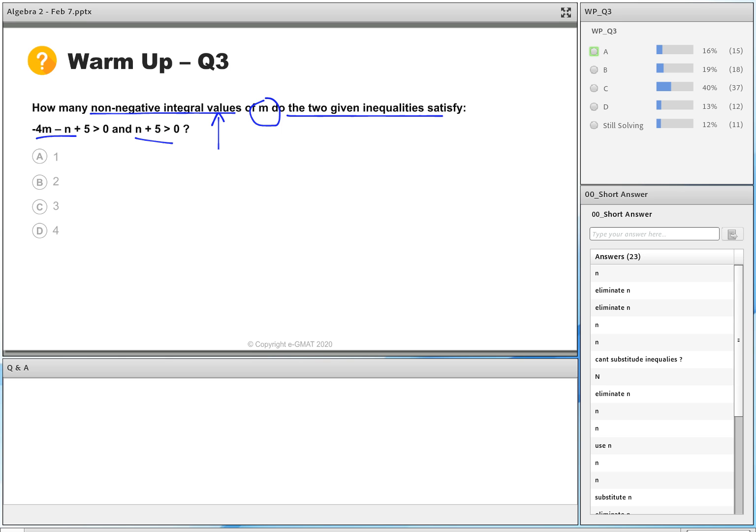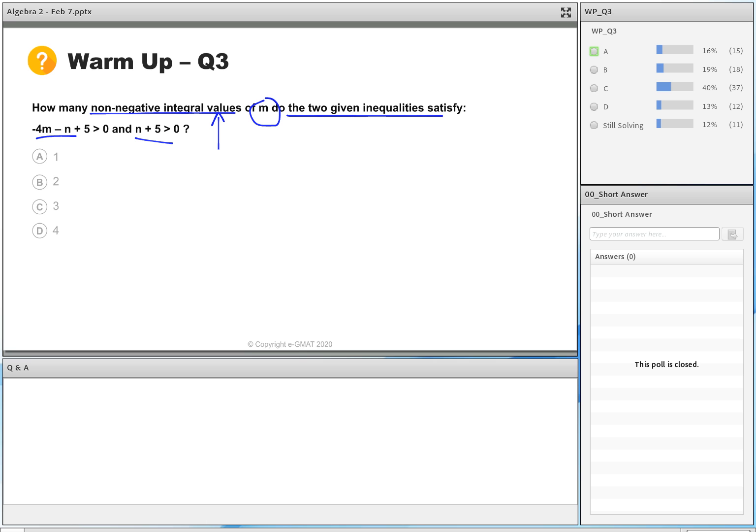Thank you for your answers. What I'll do is I'll end the poll over here and clear all the answers. Now, I see that I have a minus n in the first inequality, but a positive n in the second inequality. I also see that both the inequalities have the same sign.